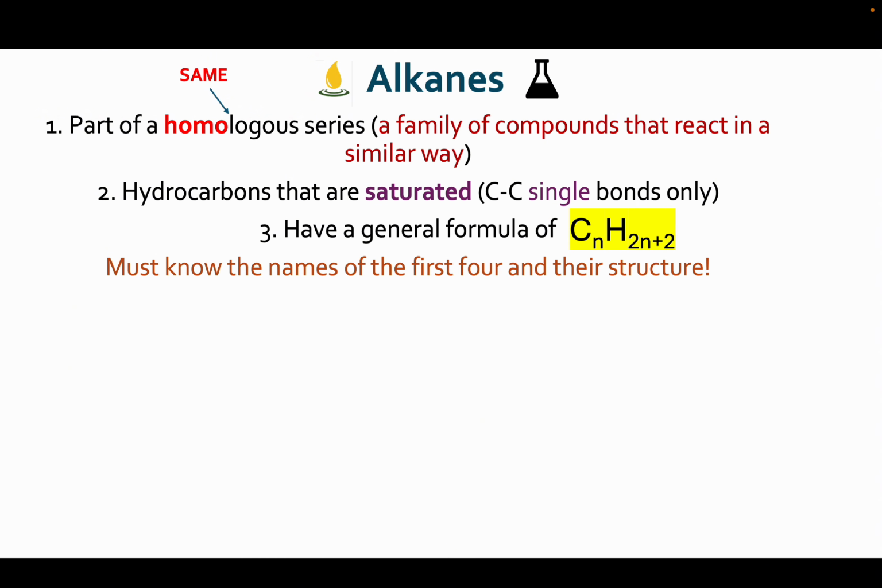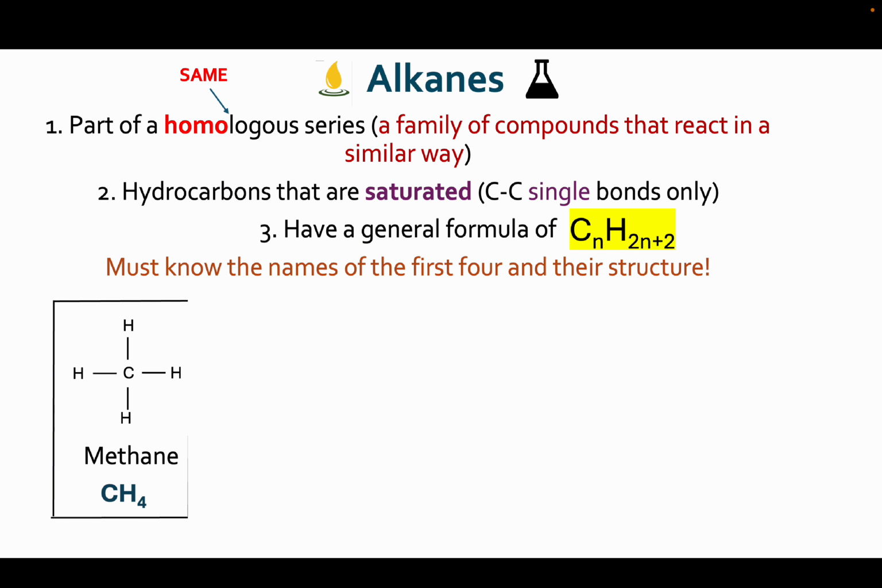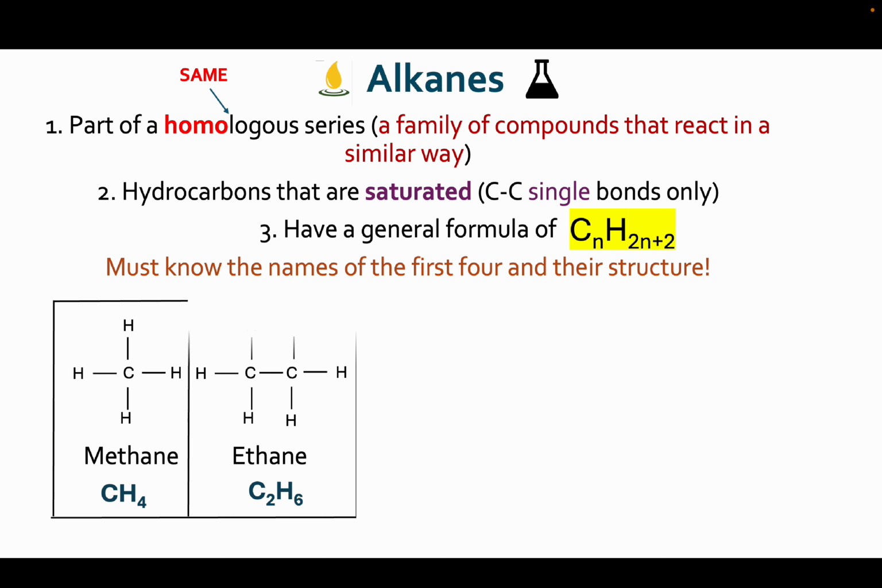You must know the names of the first four along with their structure. So let's have a look. The first alkane with one carbon is called methane. I've given you the displayed formula first, along with the name, and then the actual molecular formula. If you add up all the carbons and hydrogens, that's what your formula would be. Secondly, with 2 carbons, it's called ethane. Again, add up your carbons and hydrogens and you end up with C2H6.